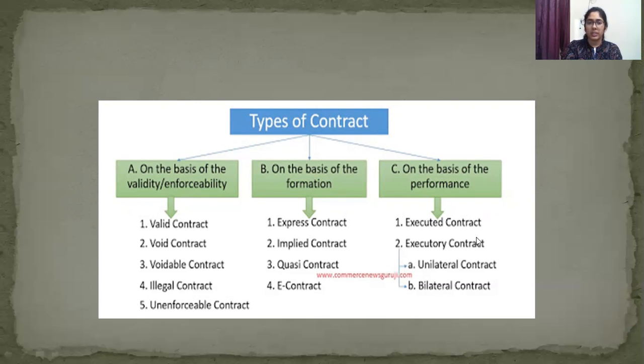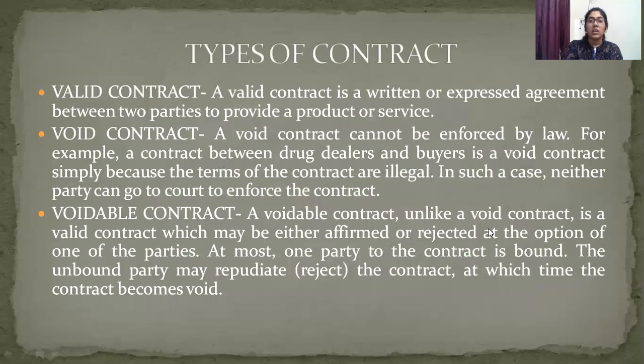Then let's go with the types of contracts further. The first and very important aspect of a contract is that it should be a valid contract. Now, what is a valid contract? A valid contract is a written or expressed agreement between two parties to provide a product or a service. For instance, I'll give you an example.